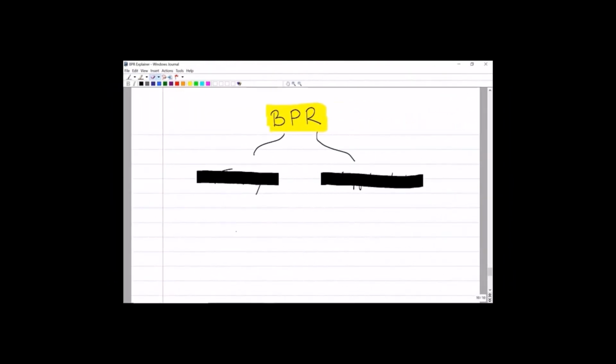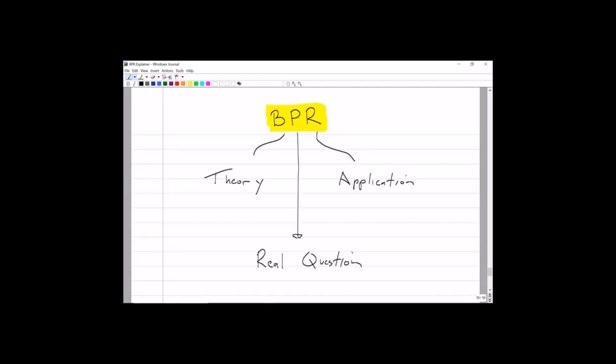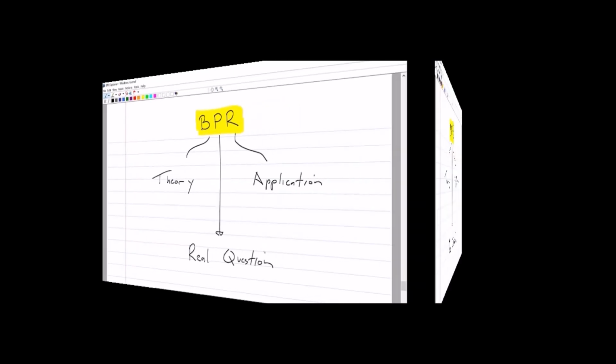Friends, we looked at business process re-engineering. We looked at the core elements of the theory that you need to know, and then we applied those ideas to a real example. In the next video, we will continue our discussion of business process re-engineering. We'll take what we learned in this video and apply it to a real exam question.